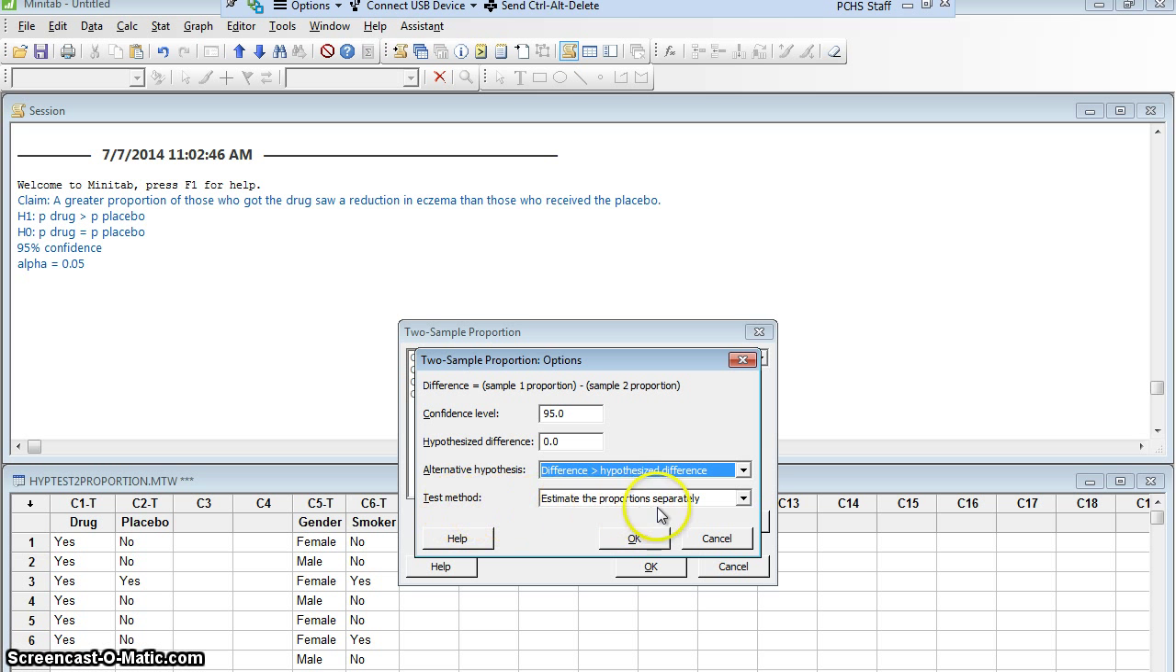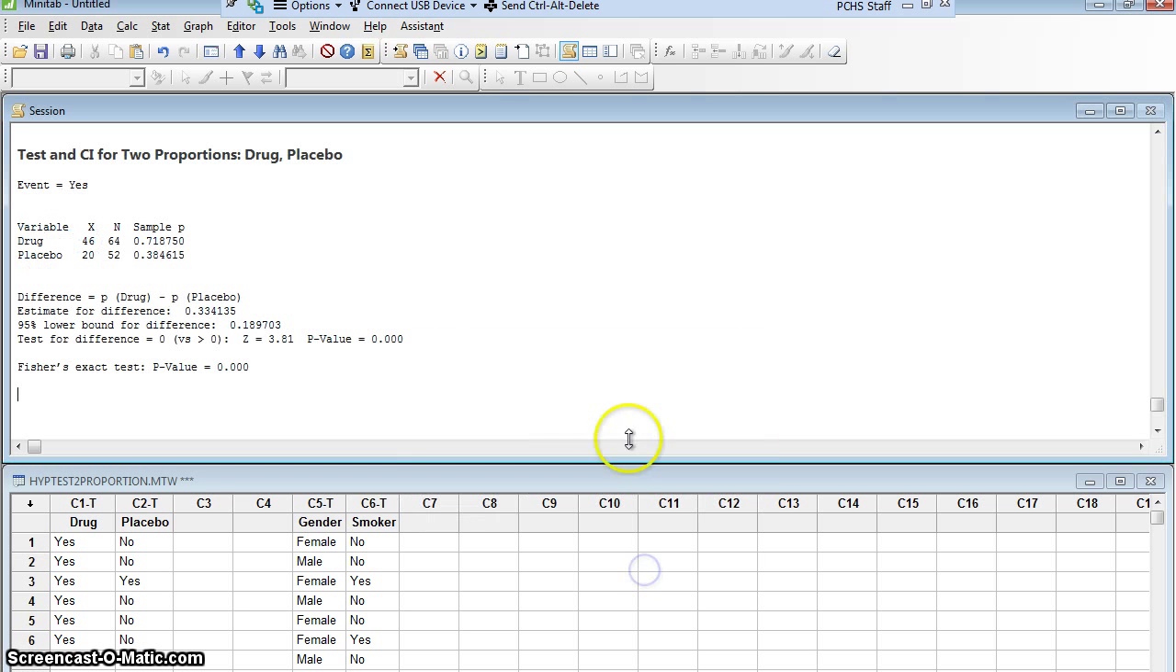My test method is to estimate the proportion separately. I could do the pooled estimate of the proportion too. It doesn't actually matter. I'm going to just leave it at estimate the proportion separately. And we're going to say OK. And then we're going to say OK.